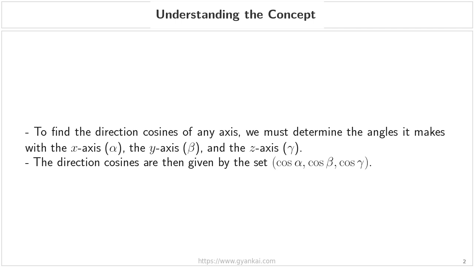Once we have identified these three angles, alpha, beta, and gamma, the direction cosines themselves are simply expressed as the set containing the cosine of alpha, the cosine of beta, and the cosine of gamma. In the next few slides, we are going to apply this exact method to the x, y, and z axes one by one to see how these values emerge.